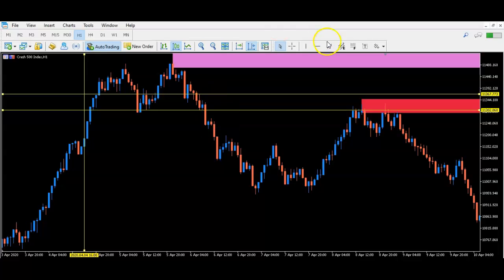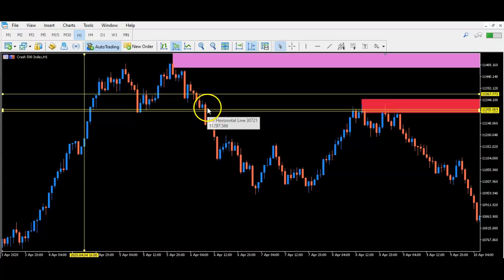Okay, so we could have just placed our sell stop here. Just place your sell stop just below the low of this candle. That's where you're going to put your sell stop, and then it would have been triggered the moment it broke out of this. This would have been triggered, and you would have been able to make this run.